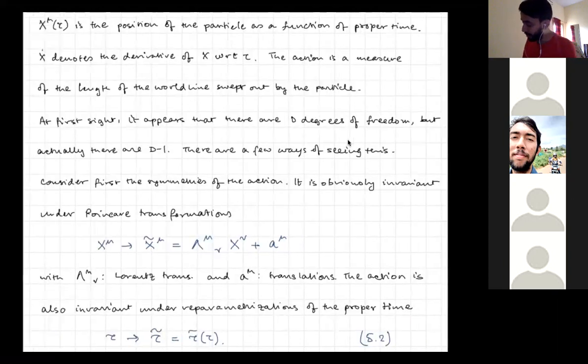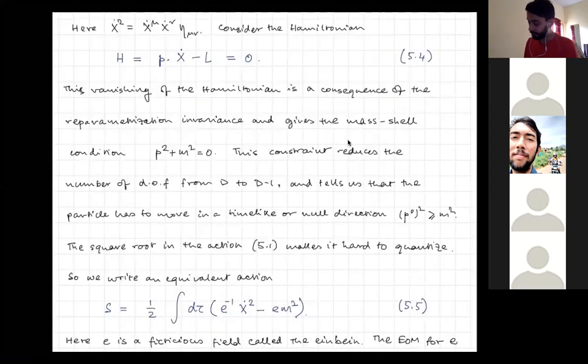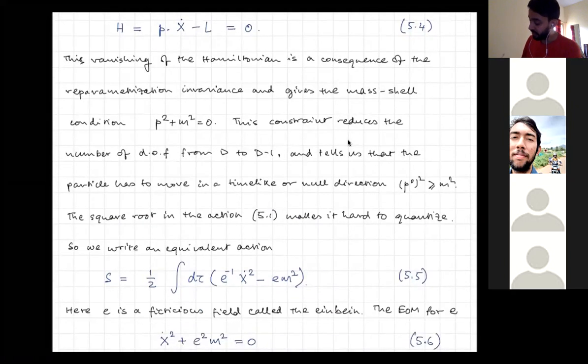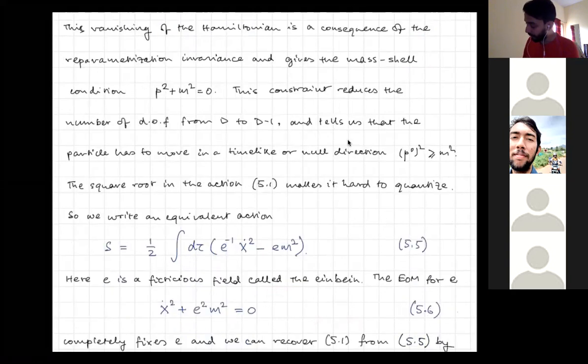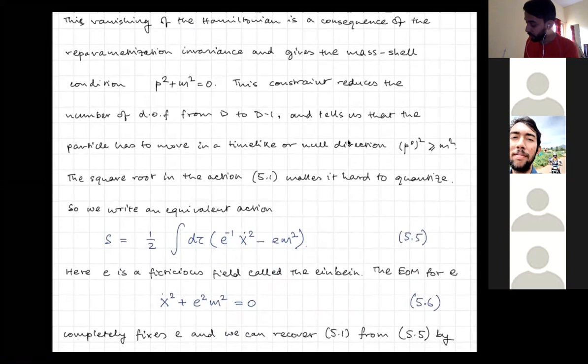So what we will do is add a fictitious field, and we will call this fictitious field E. So we will add an E inverse here and an E here. This is called the Einbein. And if you find out what the equation of motion of E is, it becomes x dot squared plus E squared m squared equal to 0. This fixes E. And you can plug this equation of motion into this action here.